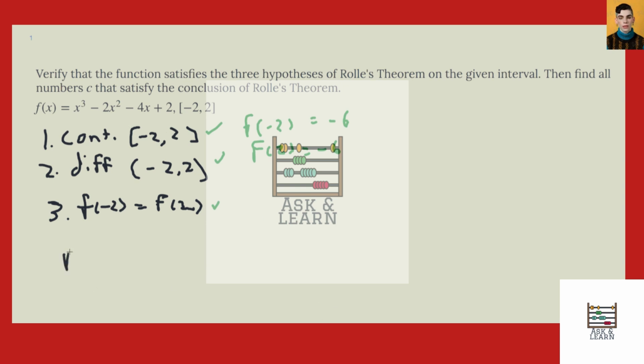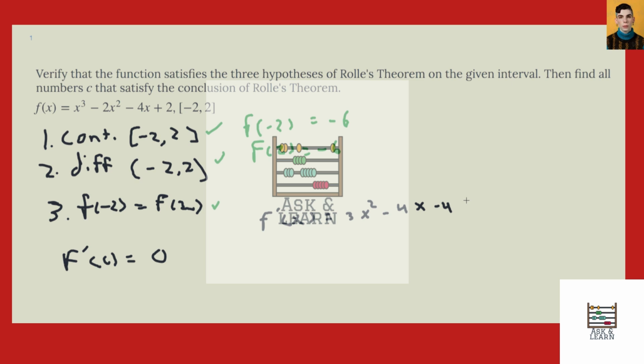And the conclusion is there is a number c such that the derivative of the function is equal to 0. So we can actually solve for this because we can find the derivative of f(x), which is a very easy thing to do because it is a polynomial. So f'(x) is equal to 3x^2 - 4x - 4.